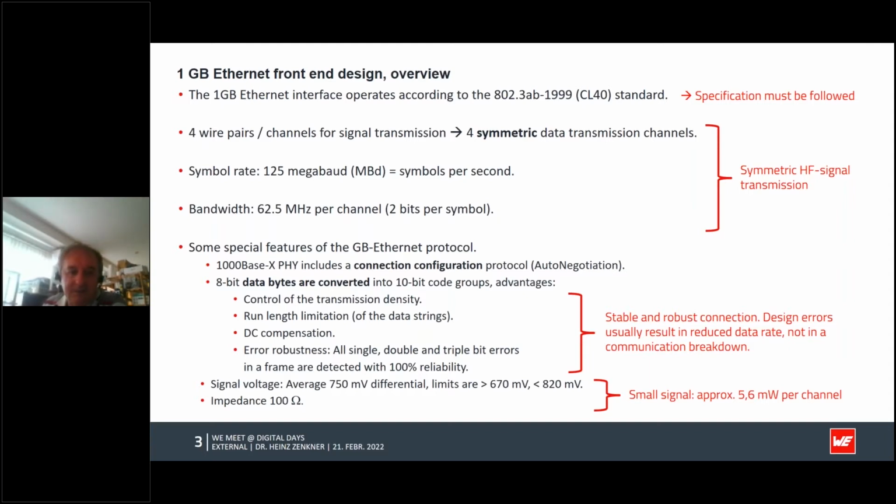The signal voltage is 750 millivolts differential at 100 ohms, which gives you approximately 5.6 milliwatt per channel, so a quite small signal, meaning the signal to noise ratio, if noise is coupled in via the cables, is not too large. So let's go to the next slide. Which cable types should be used here?